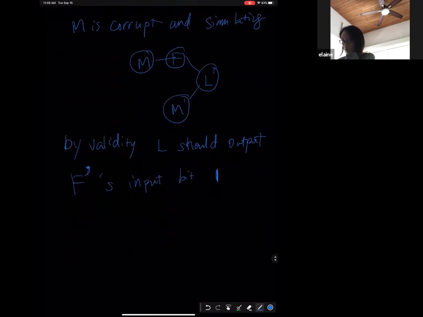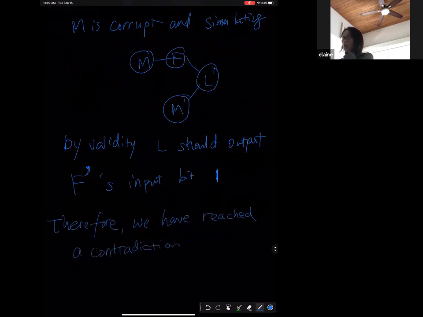So therefore we have reached the contradiction. And the contradiction rules out the existence of a protocol pi that's among 3 players and that defends against one corrupted player.